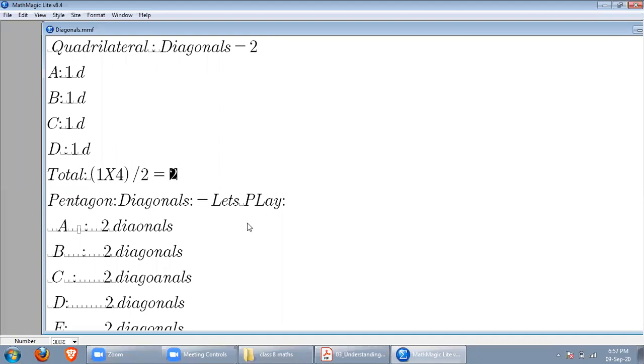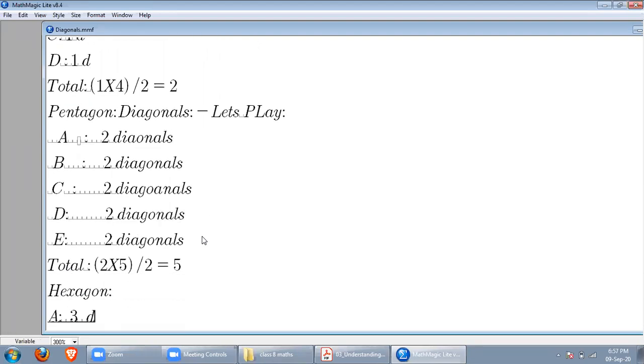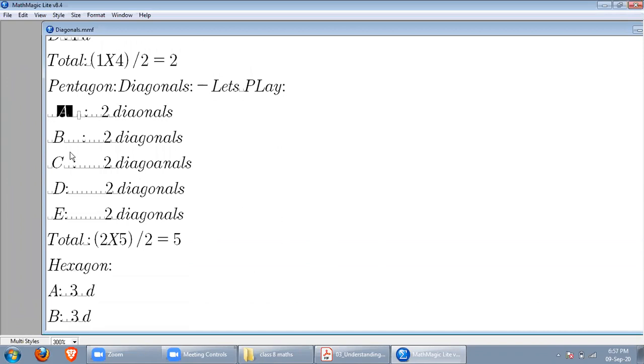For pentagon, we have 5 vertices, A, B, C, D, E. So from the vertex A, we can draw only to C and D. Connect C and D to A to get a diagonal, because B and E will be adjacent to A. From B again, A and C will be adjacent, so it can connect only to D and E. So it will also have 2 diagonals from vertex B. For the rest, C, D, E vertex, for each of them, 2 diagonals can be drawn. Since there are 5 vertices and 2 diagonals can be drawn, it will be 2 into 5.